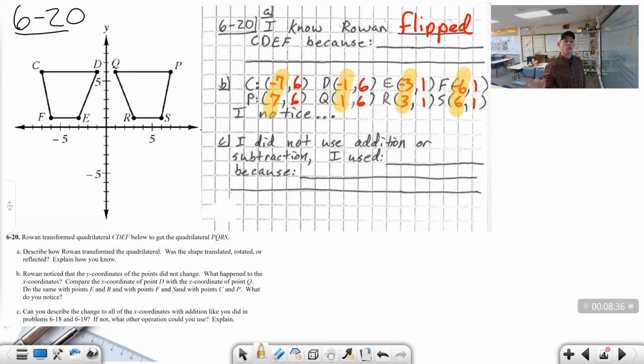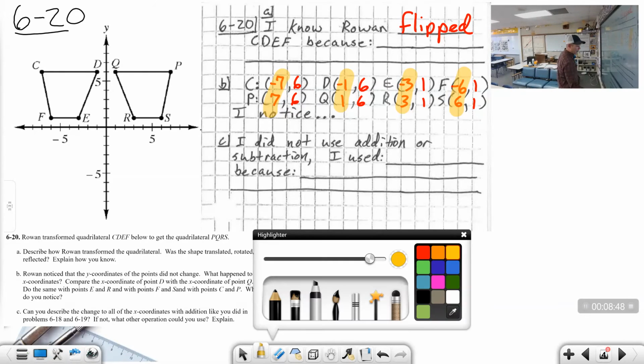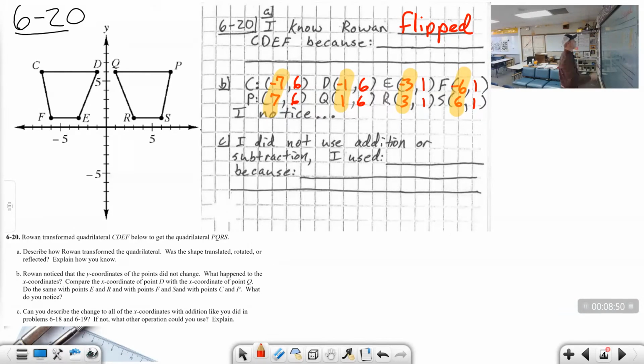negatives became positive, but only the x's. So I want you to write, I notice the x values flipped. The y values stayed the same. The x values flipped. I'm going to go ahead and put that inside my quadrilaterals, because I want you to notice that when you flip a value to the opposite side, it becomes the opposite sign.